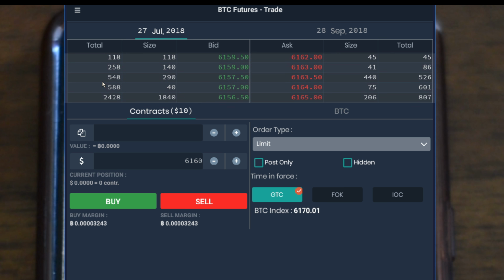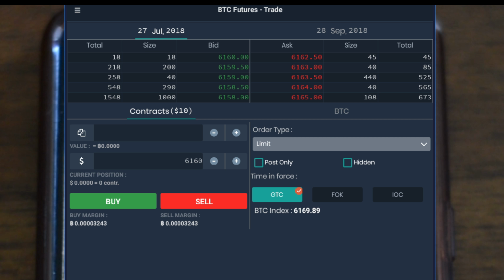Below the contract selection is the bid and ask order books, with bids on the left in green and asks on the right in red. Like the web UI, we're able to open a position where we either select the number of contracts we would like at $10 per contract, or the amount of Bitcoin itself to invest as initial margin into a position. Information on margin requirements will be discussed in a later video.